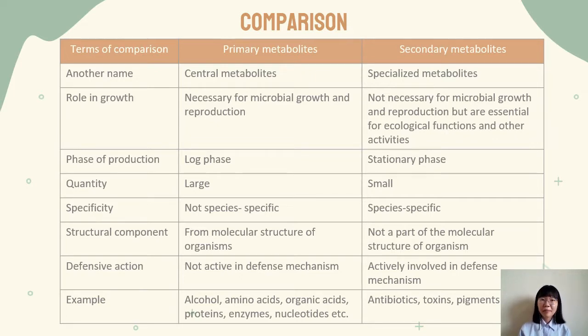Next, primary metabolites are not active in the defense mechanism, whereas secondary metabolites are active against invaders and might be involved in defense mechanism. Examples of primary metabolites include alcohol, amino acid, organic acid, proteins, enzyme, nucleotides, and etc. Examples of secondary metabolites include antibiotic, zinc, and pigment. Next, I will pass the presentation to my groupmate.